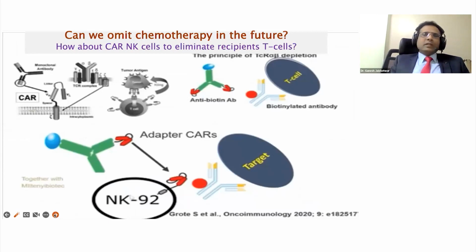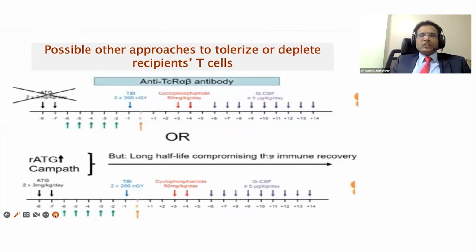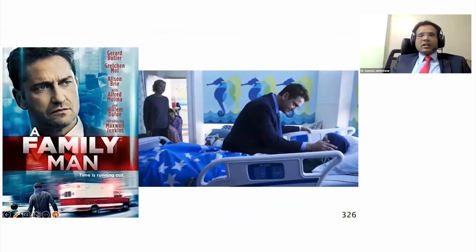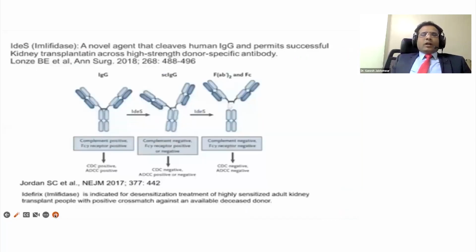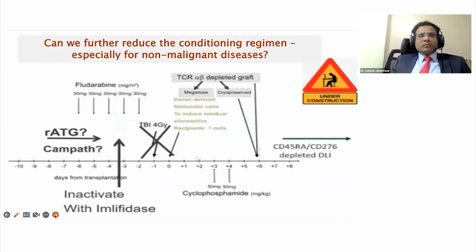Again, CD3 CAR T cells and CAR NK cells as a post-transplant strategy to decrease the disease relapse rate. Again, anti-TCR alpha beta antibody to decrease the incidence of GVHD as well as the incidence of relapse in this haplotransplant arm. Another nice movie with a beautiful narration of the role of CAR T cell therapy, highly recommended, A Family Man. Again, anti-ATG antibody, imlifidase, is another novel useful immunotherapy intervention to decrease the incidence of opportunistic infections post rapid ATG.